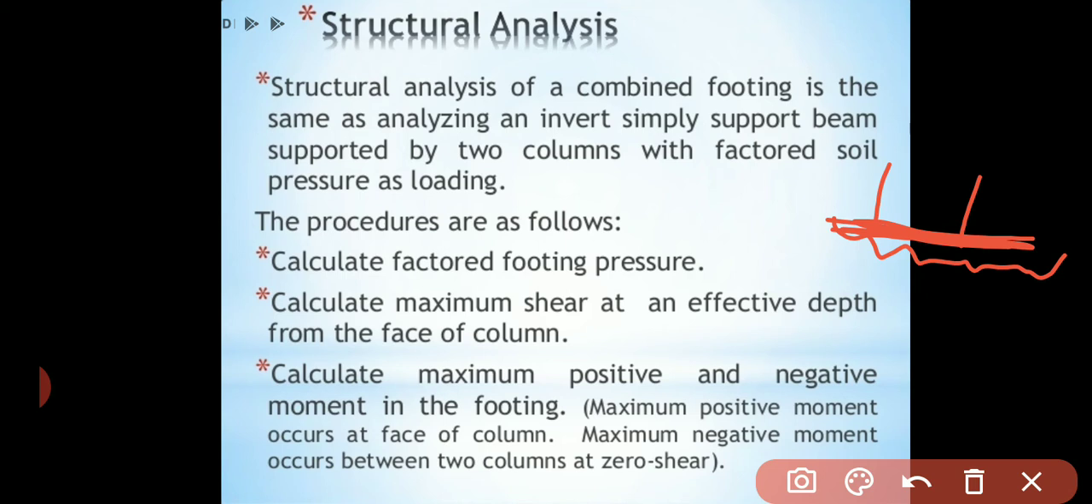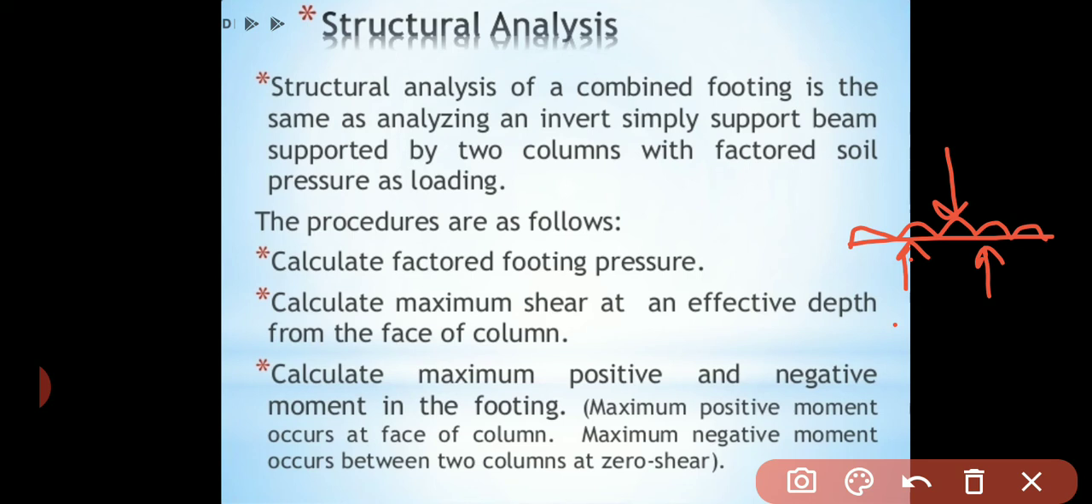If you invert this image, I will redraw that. You will get the loading condition like this. I have just reversed the case. These two supports are nothing but the column loads, and this is the uniformly distributed load, which is qu, that is the net upward soil pressure. So this is the case of loading for the combined footing.